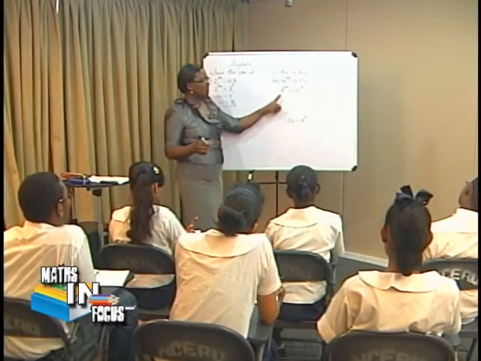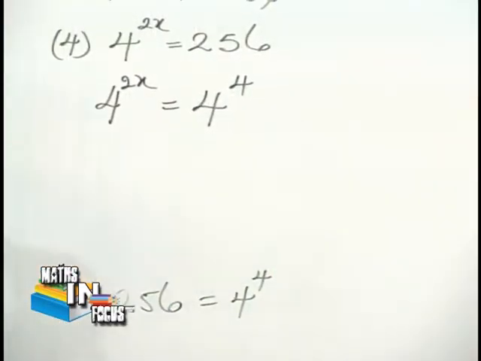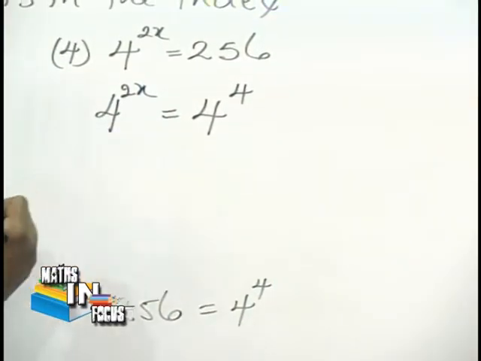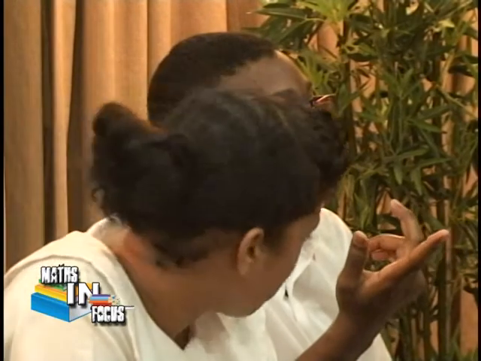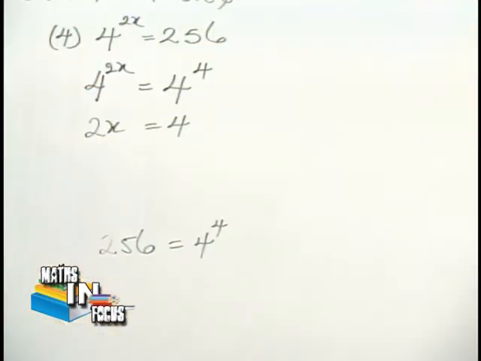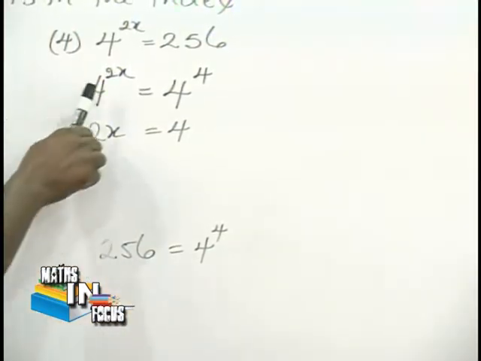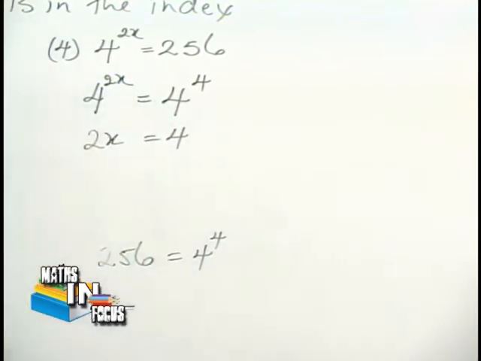Matthew, what did you do after this stage? I bridged the 2. You bridged the 2. How did you do that? I placed it on the 4. What did you place under the 4? The 2x. Okay. And then I brought down the 4. Okay, so you equated the powers. Yes. Good. So after we would have equated the powers, we can do this because this condition has been satisfied.